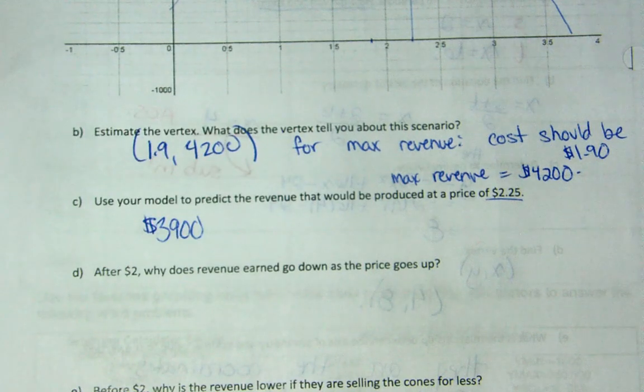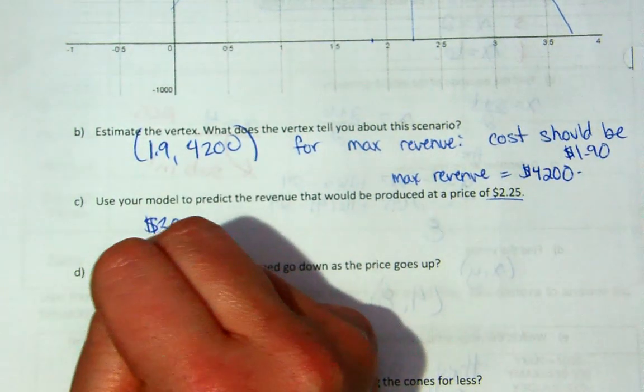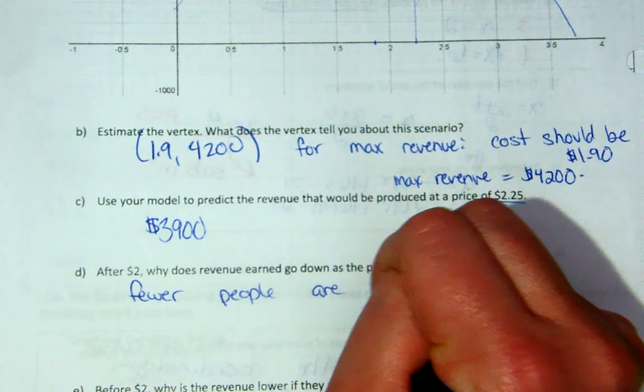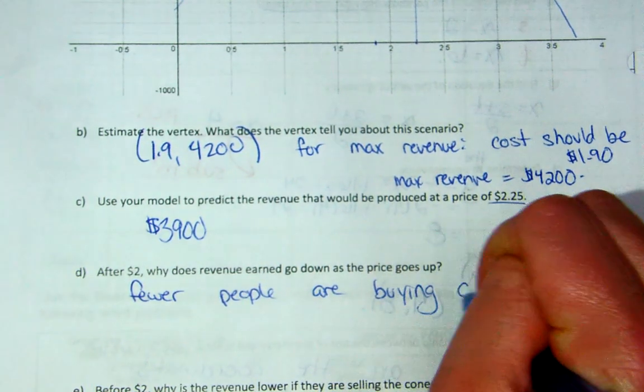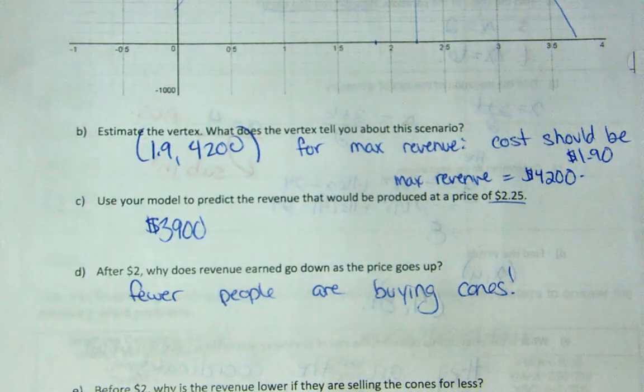After $2, why does the revenue that's earned go down as the price goes up? Okay, so price is going up here. Well, fewer people are buying cones. We like the $1 cones. Love those McDonald's cheap sundaes and ice cream cones in the summer. I'm not going to go pay $4 in the middle of winter for ice cream.